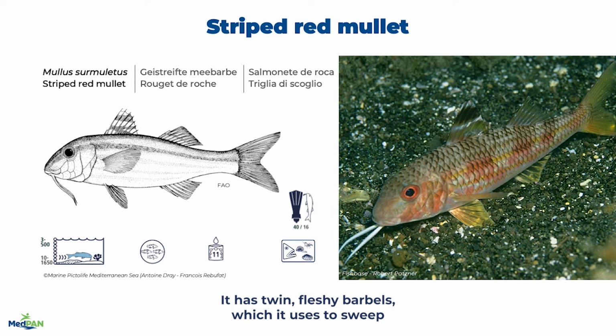It has two fleshy barbels, which it uses to sweep the soft sand or mud, searching for small worms and mollusks to eat. Striped mullet is usually found in pairs or small groups and is quite approachable.